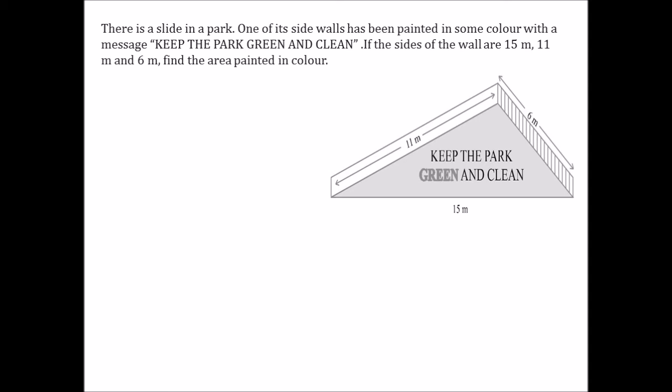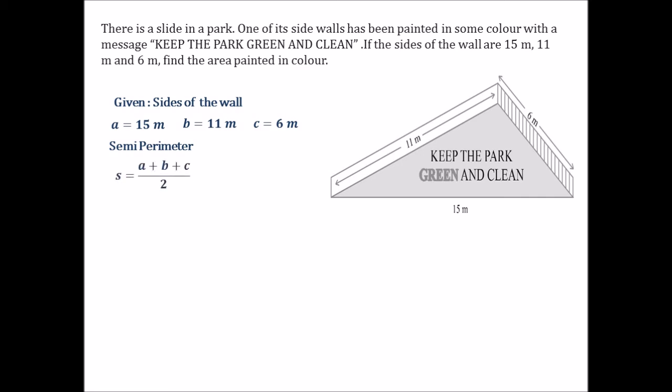So given to us are the sides of the wall. The first side measures 15 meter, so a equals 15 meter. The length of the second side is 11 meter, so let's say b equals 11 meter. And the third side is 6 meter, so c equals 6 meter. The order could have been different as well. Now, with the help of these sides, let's find semi-perimeter. So s equals a plus b plus c by 2. That means s equals 15 plus 11 plus 6 divided by 2.